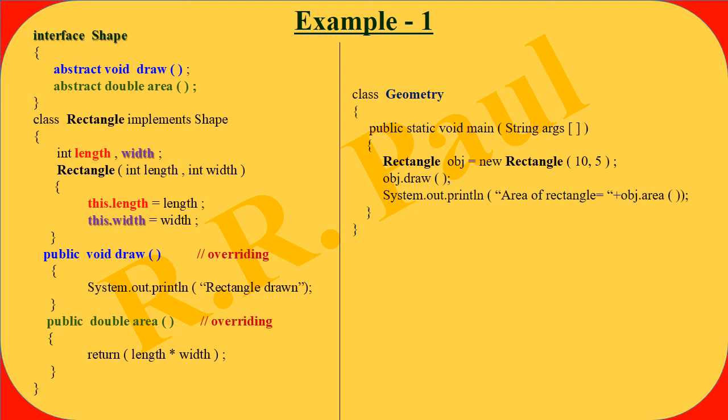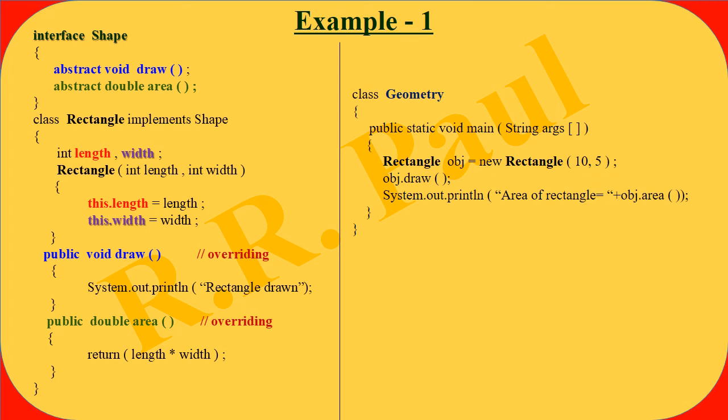Notice some of the important points in this program. In interface shape, we have two functions which are declared as abstract and hence they are not defined over there. And in derived class, these two functions, when defined, they are made public. So these two functions in rectangle class, they are overriding the functions which are declared in interface shape.